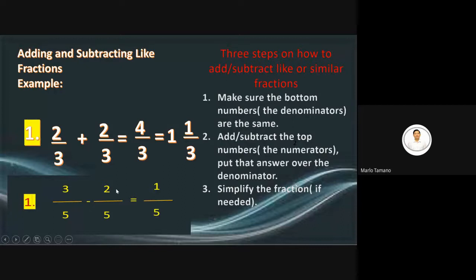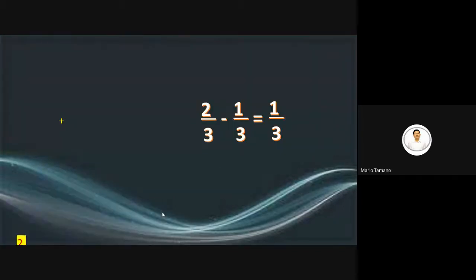Then, 3 minus 2, sa baba naman po sa subtraction, 3 minus 2 is 1. Then, copy the common denominator, that is 1/5. Naintindihan? Then, we have here, example number 2, 3/5 plus 2/5 equals, ano po ka-equal nito?